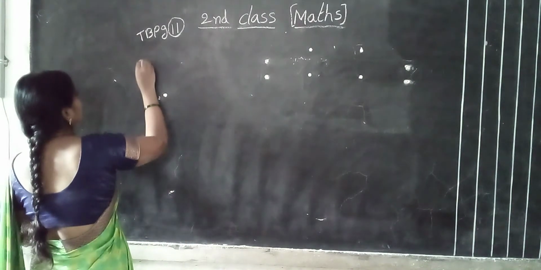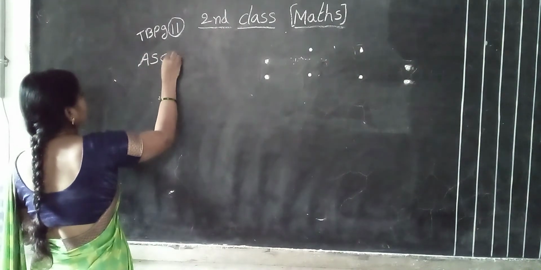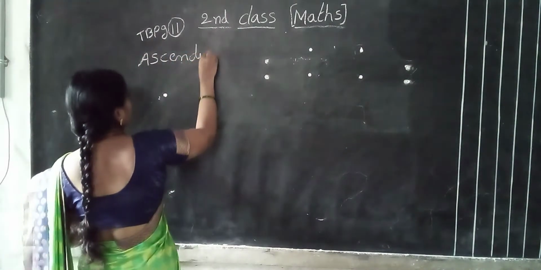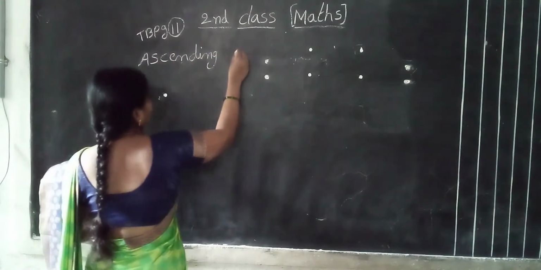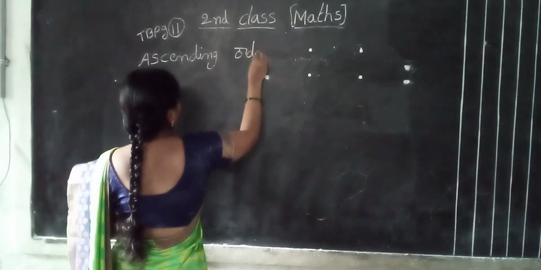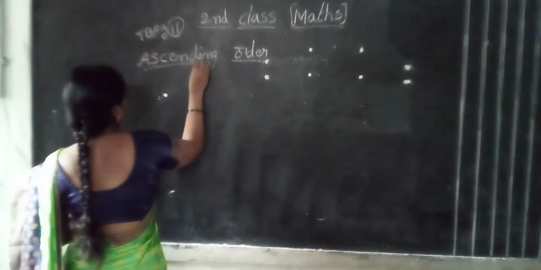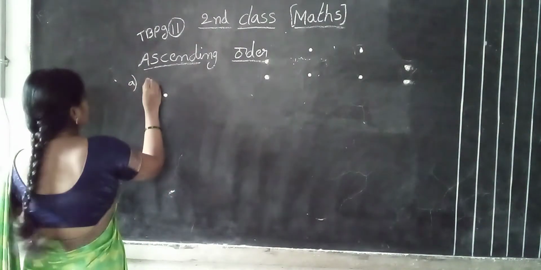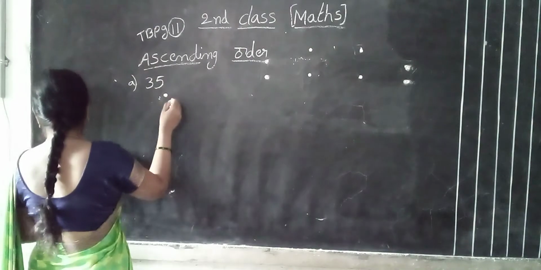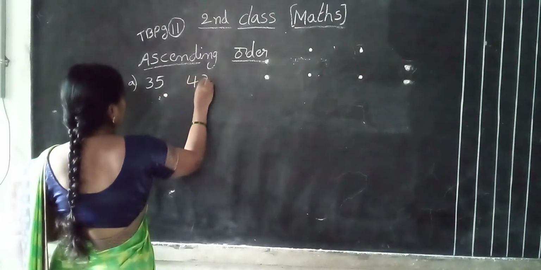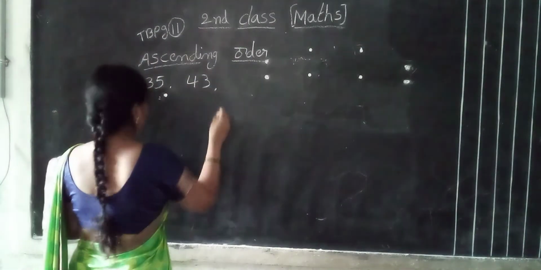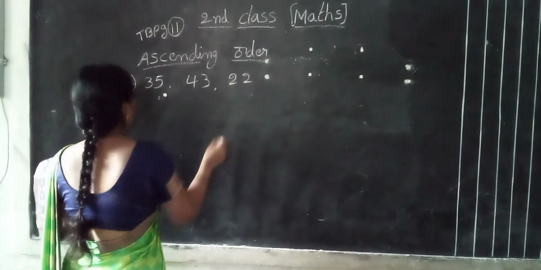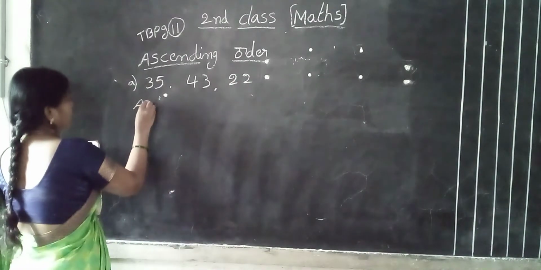Ascending order. Five, 43, 22. Ascending order.